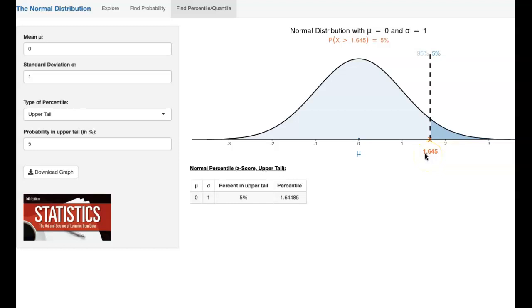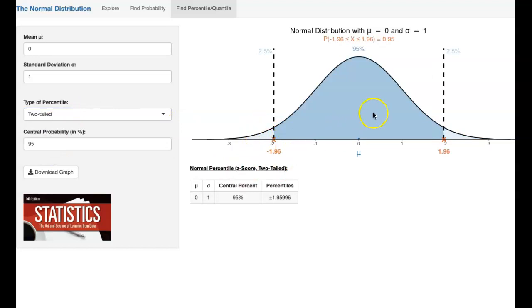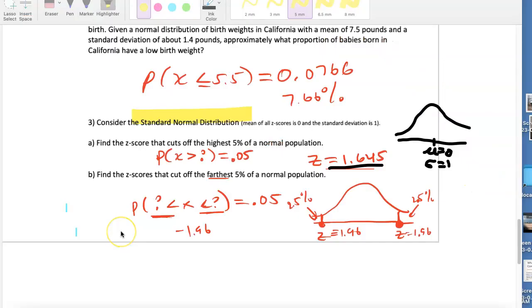And then find the z-scores that cut off the farthest 5% of the normal population. So in this case, I want the farthest 5%. So this is two-tailed. So I want the 95% in the middle. And that's where I get the 1.96, because the leftover is the 5%. So I want 95% in the middle, 5% on the outside. So that's 2.5% on each side. That's where you see those numbers. And you get 1.96 and negative 1.96. And that matches up to what we have here with these values.